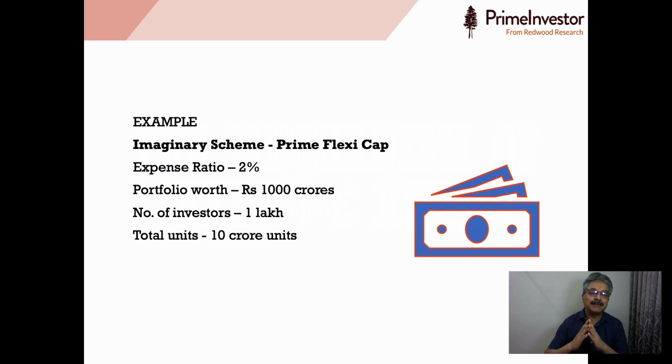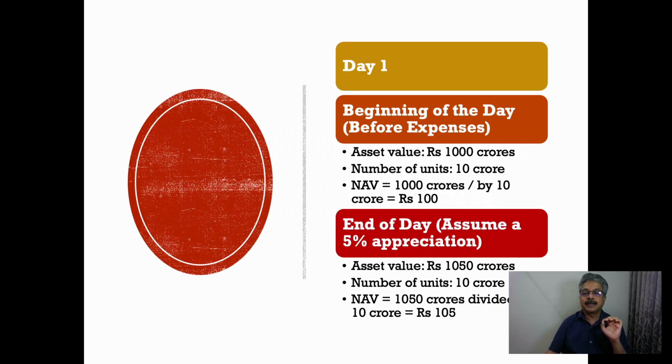I'm calling it the Prime Flexi Cap scheme. Suppose it has an expense ratio of 2%, and its portfolio is worth 1000 crores, and it has 1 lakh investors having a total number of units of 10 crore units, which means every investor on an average has about 10,000 units of the scheme. Doesn't matter who has how many, but there are 10 crore units of them. Now, when the worth is 1000 crores and the number of units is 10 crores, the NAV is 100, right?